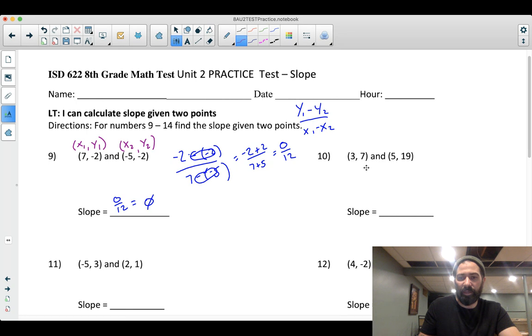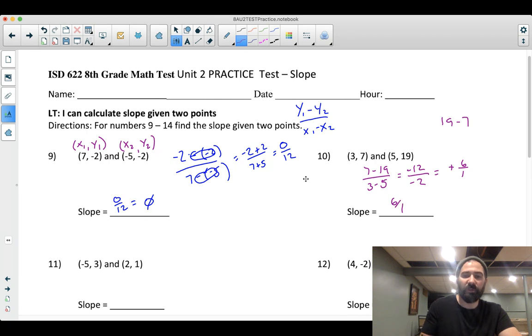Okay, we have 7 minus 19 over 3 minus 5. 7 minus 19, well, if that really bothers you, do 19 minus 7. What's 19 minus 7? That's 12. Okay, 12, but instead of 19 minus 7, we're doing 7 minus 19, so that's -12. Over 3 minus 5 is -2. Negative is a positive. 12 divided by 2 is positive 6 over 1.